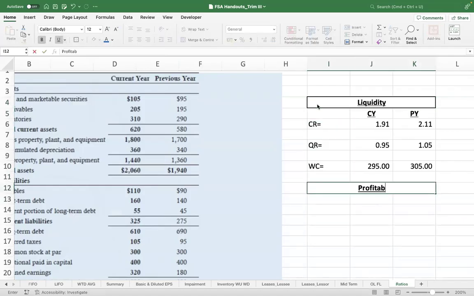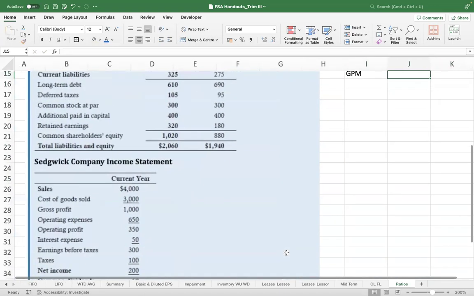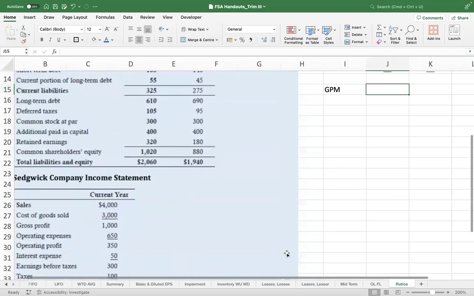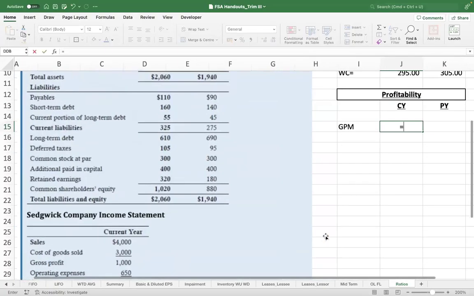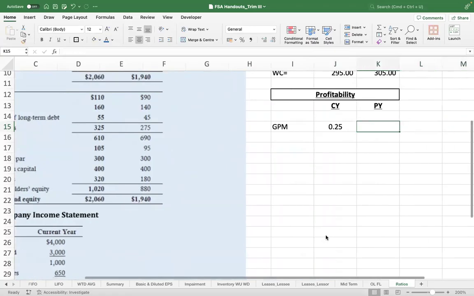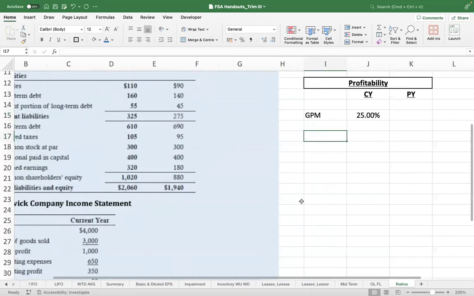For profitability, it is obvious that we will need to look at the P&L in conjunction. We will start with GPM, gross profit margin, which is 1,000. Now there is no previous year there, so we'll restrict to the current year. So 1,000 by 4,000, am I right? Which means that your gross profit margin is 25%.